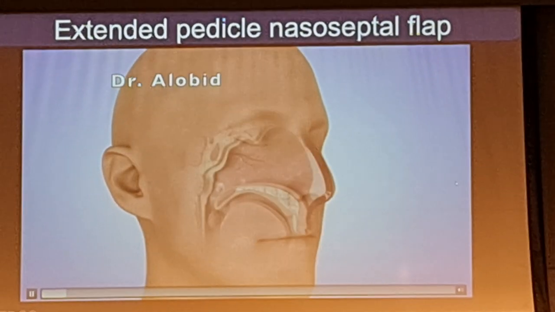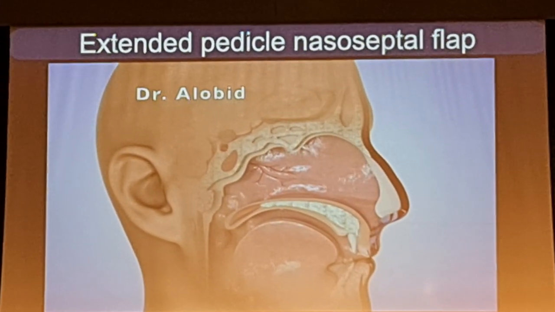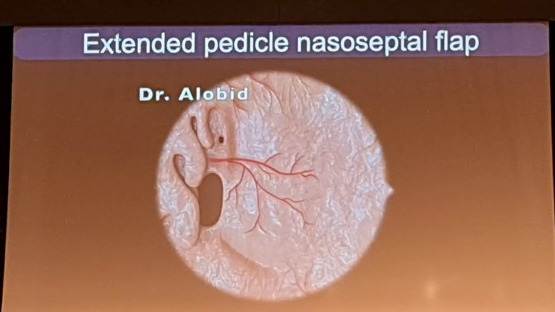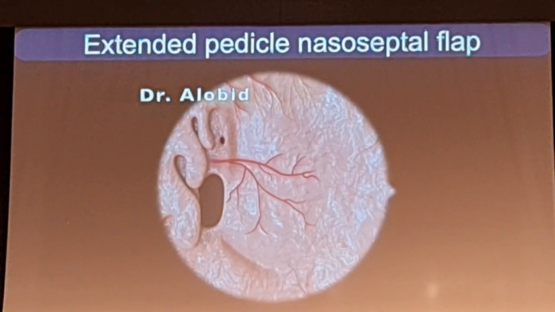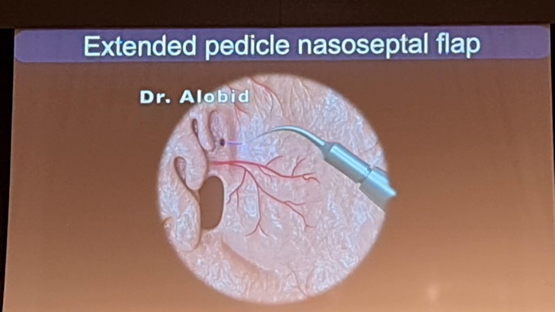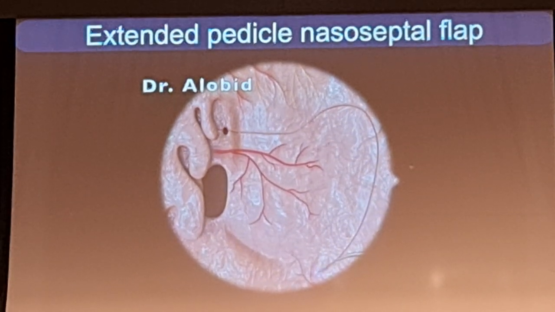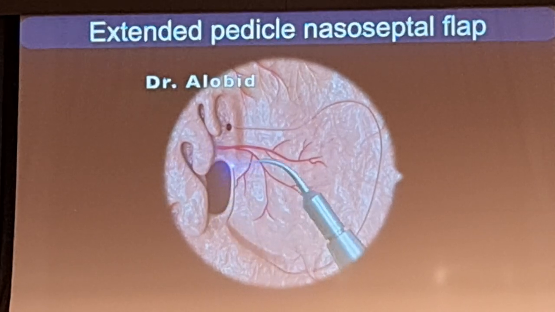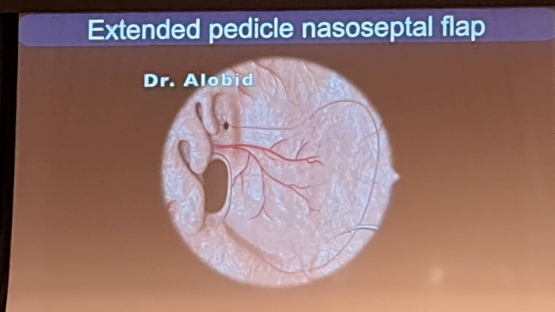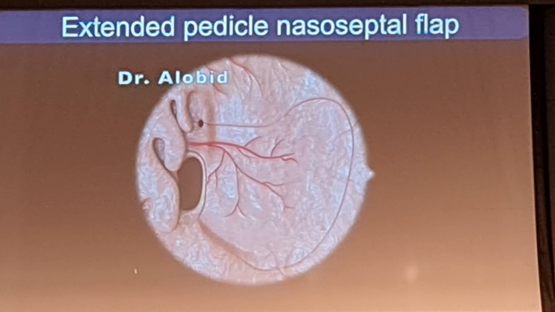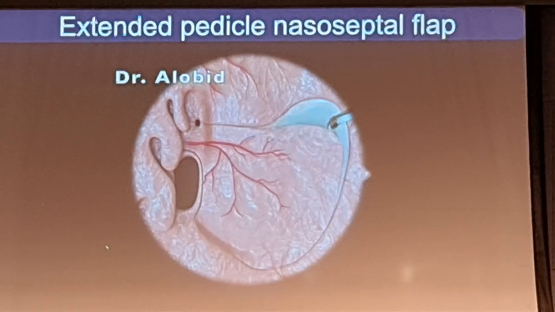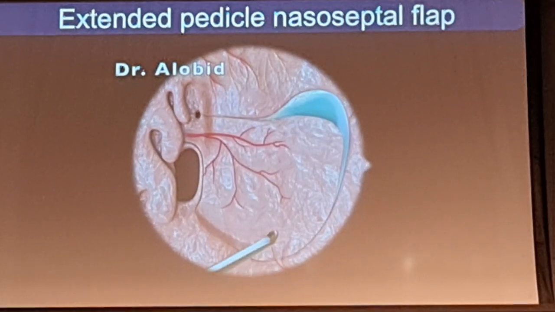Only remarks on how I do the nasal flap in these patients. So again, I like hydrodissection. This is the main artery. I work on it. I harvest the flap. If I need a larger flap, I go to the skin of the columella. If I need a wider flap, I go to the inferior meatus. And this, I get a wider flap.